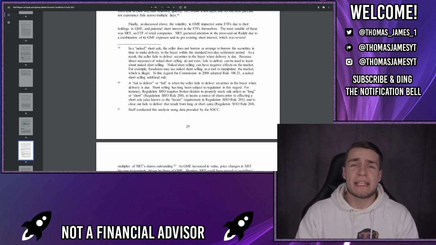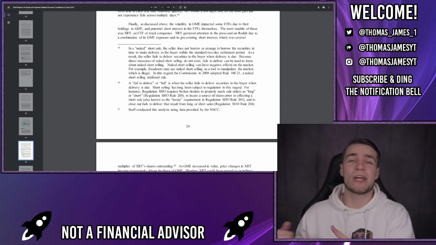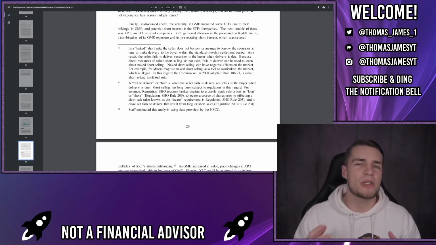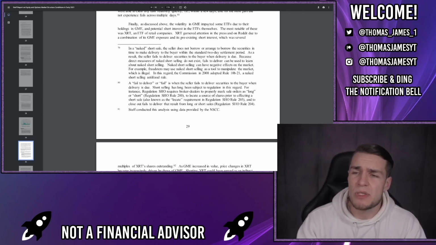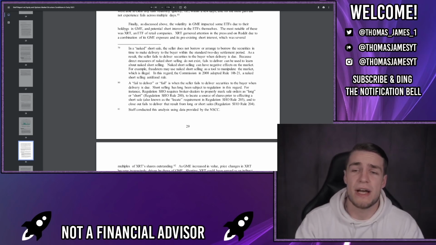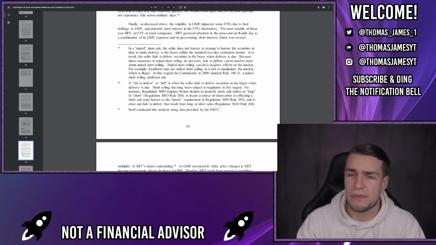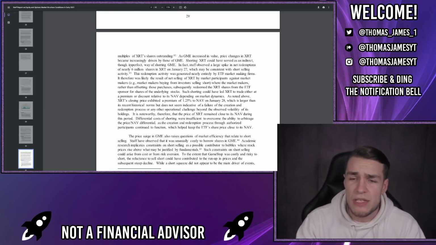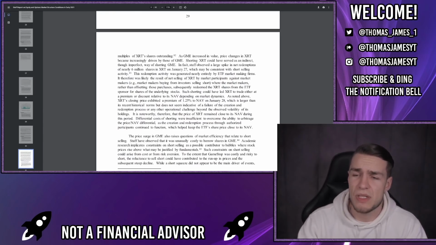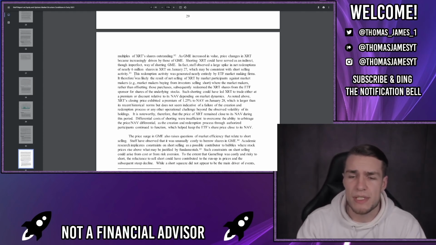The next interesting thing is that this report does prove that you can indirectly short AMC and GameStop by shorting their ETFs. Finally, as discussed above, the volatility in GameStop impacted some ETFs due to their holdings in GameStop and potential short interest in the ETFs themselves. It then says shorting XRT, which is one of those ETFs, could have served as an indirect, though imperfect, way of shorting GameStop. In fact, staff observed a large spike in net redemptions of nearly 6 million shares in XRT on January 27th, which may be consistent with short selling activity.